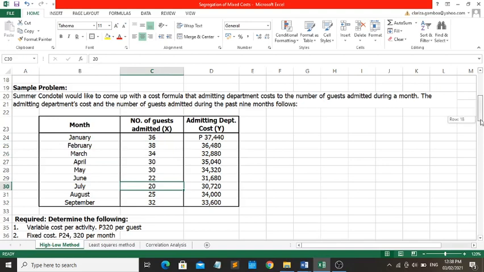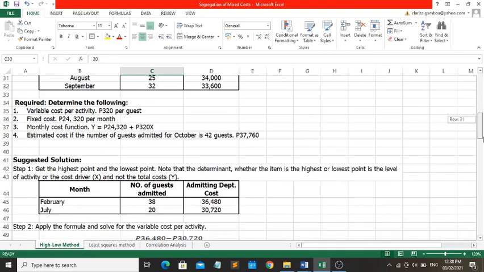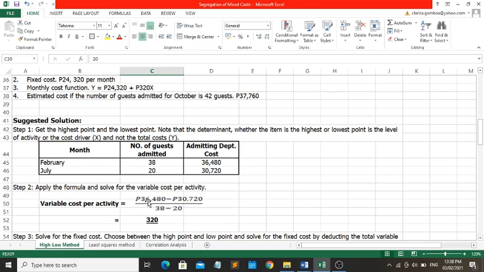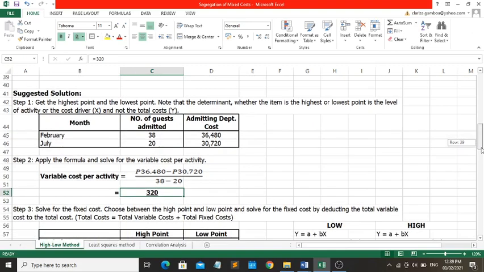Okay? So, after nating ma-determine yung highest and lowest point, mako-compute na natin ngayon yung ating variable cost per activity. So, variable cost, difference daw ng cost divided by the difference of the cost driver or activity level. So, we have 36,480 less 30,720 divided by 38 minus 20. Ang total variable cost per activity or per guest admitted is 320 pesos. So, meron na tayong value ng B doon sa ating equation na y equals A plus bx.